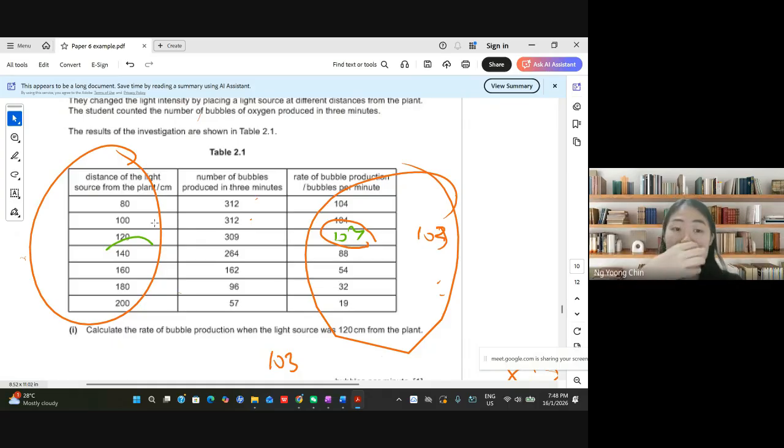So it means what? It means that the photosynthesis rate is actually reducing, right? Because the plants absorb a lesser amount of light because the light is further away from them. So that's why the number of bubbles produced in 3 minutes is about 309. Yeah. So this is just very simple, okay? 309, you just divide by 3, you get 103.